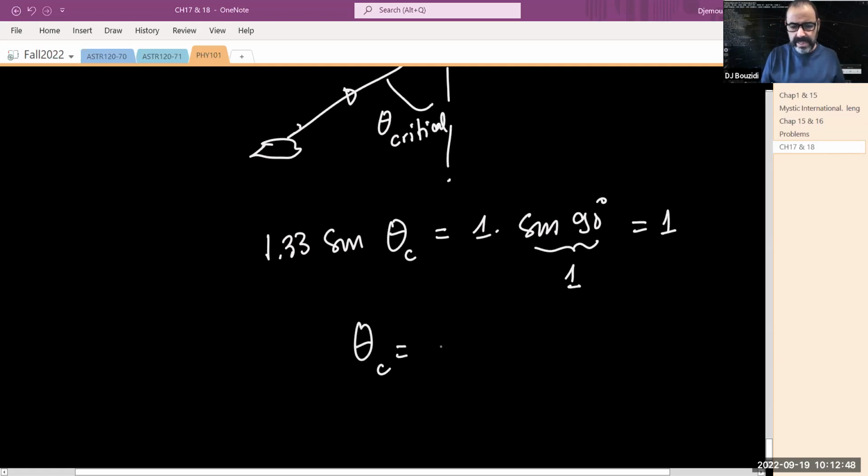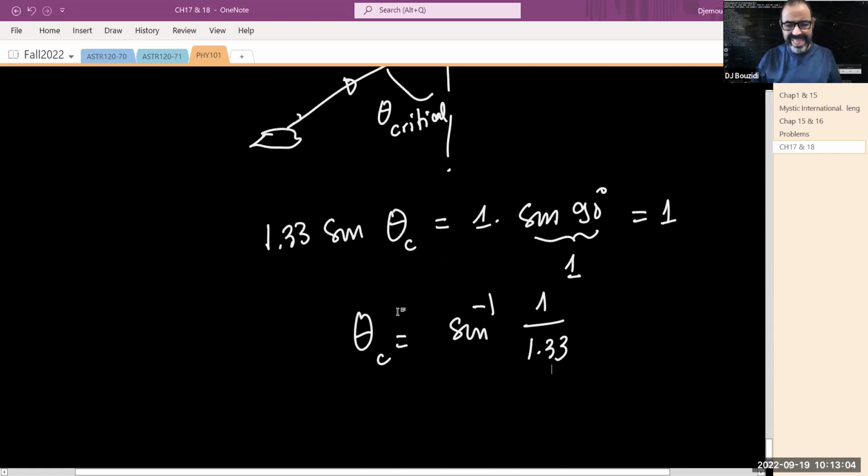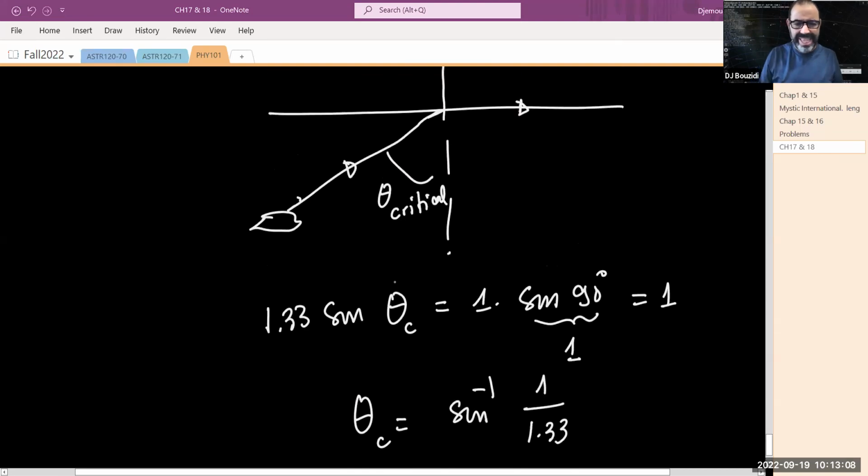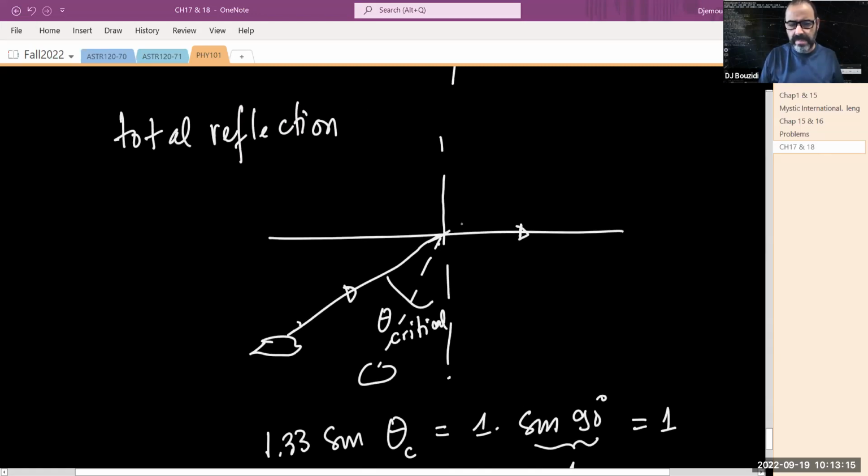Theta c is the inverse of the sine that makes this ratio true, 1 over 1.33. Okay. So what is the value? You can just punch it on the calculator, but you will find a condition with which this is the angle from which the fish cannot be seen. If the angle is less, let's say, for example, the fish decides to venture in here, there will be a refraction in here. You can see it.